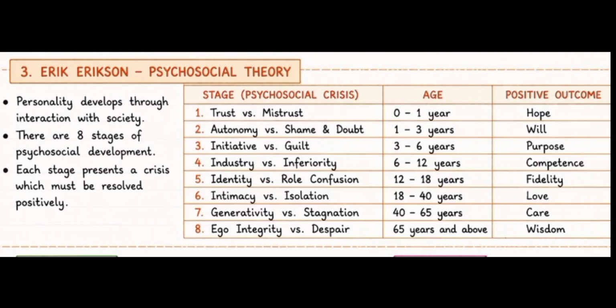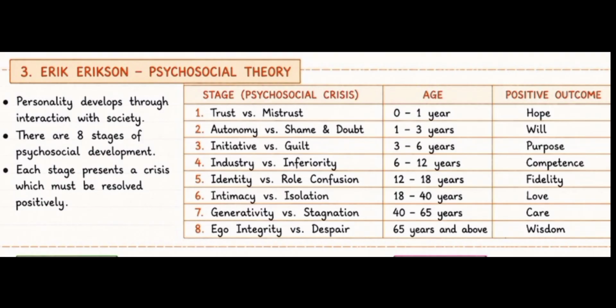Fourth is industry versus inferiority, 6 to 12 years. Positive outcome: competence. In industry, the basic strength developed in this stage is competency. In inferiority, if the child is not competent enough and is not hardworking, then they develop an inferiority complex among others.